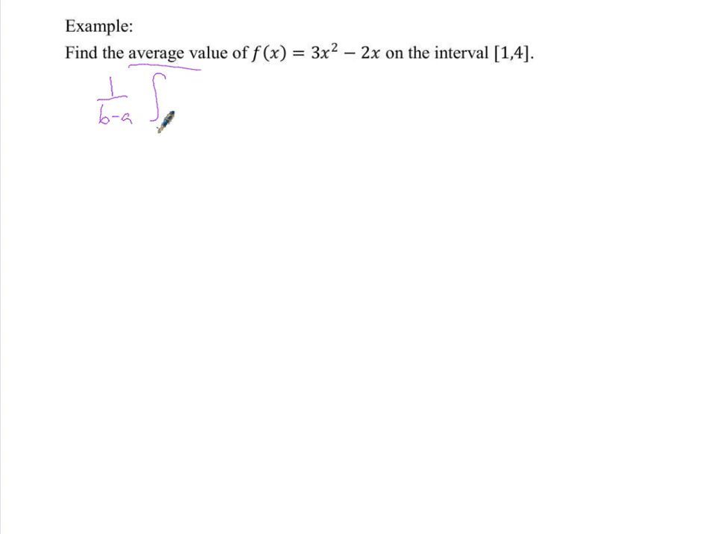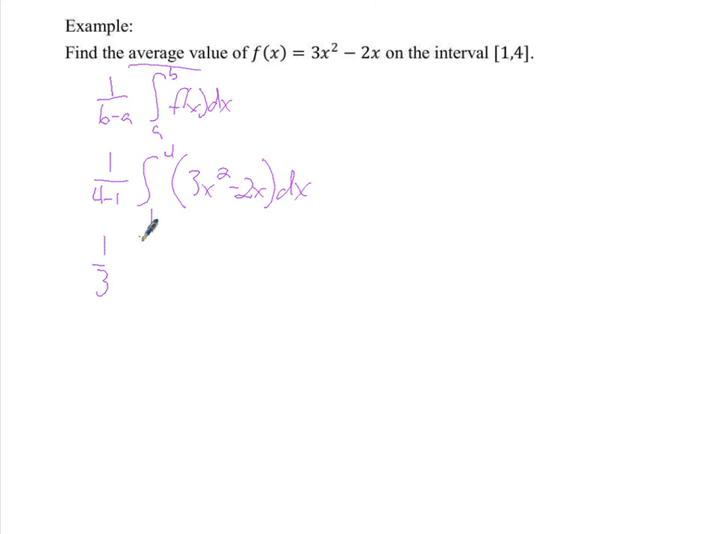1 over b minus a, the integral from a to b of f of x dx. So 1 over 4 minus 1, integral from 1 to 4 of my function dx. That will tell me the average value of the function over that interval. So simplify. We have 1/3 here.